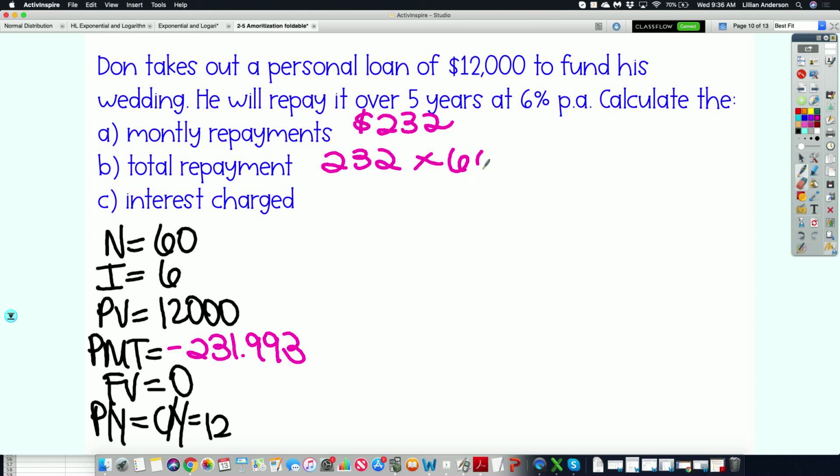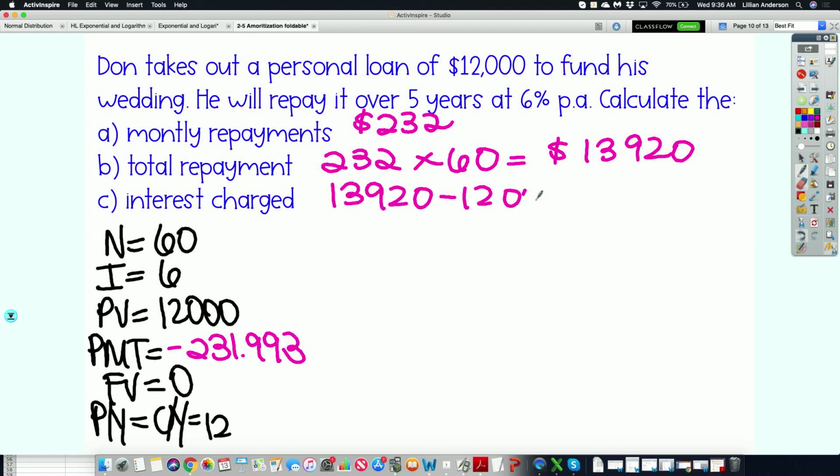Multiply by 60. 13,920. $13,920 is really how much he's going to actually have to pay back. So afterwards, how much does he pay in interest? Okay, which is not bad.